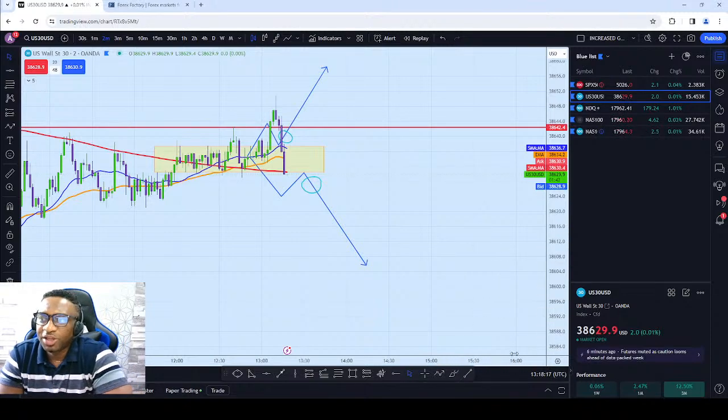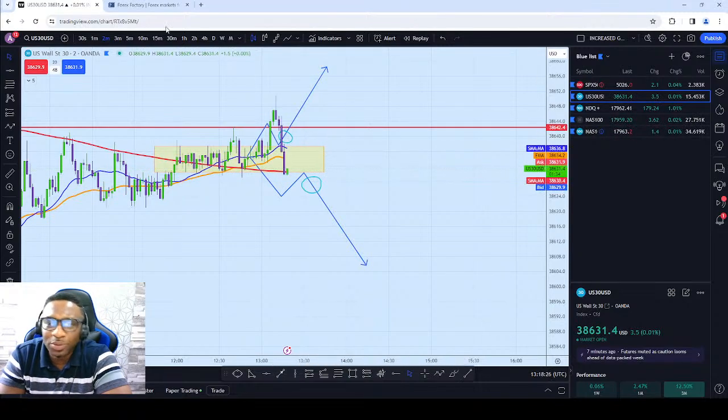So guys, you just have to keep your eyes on your trade. Once it gives you profits, move your stop loss above your entry. Because I was busy on the NAS, I couldn't do that. So keep your eyes on the trade.